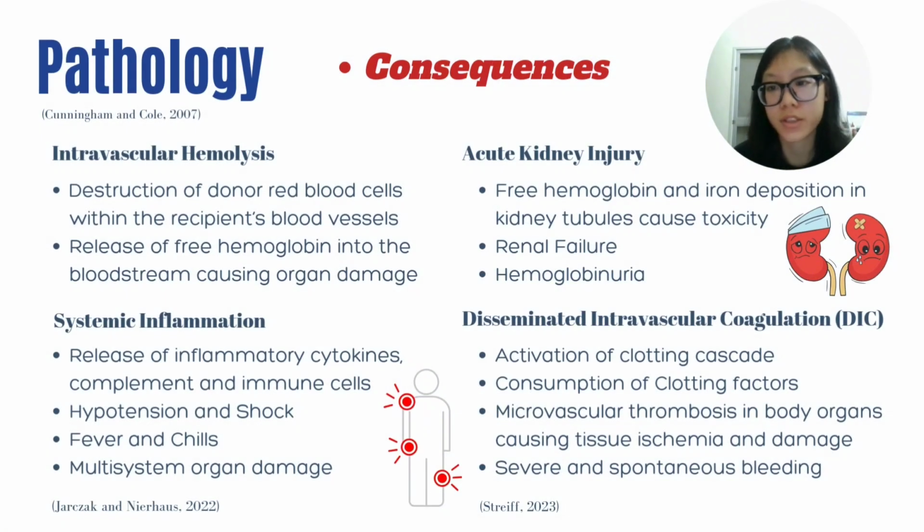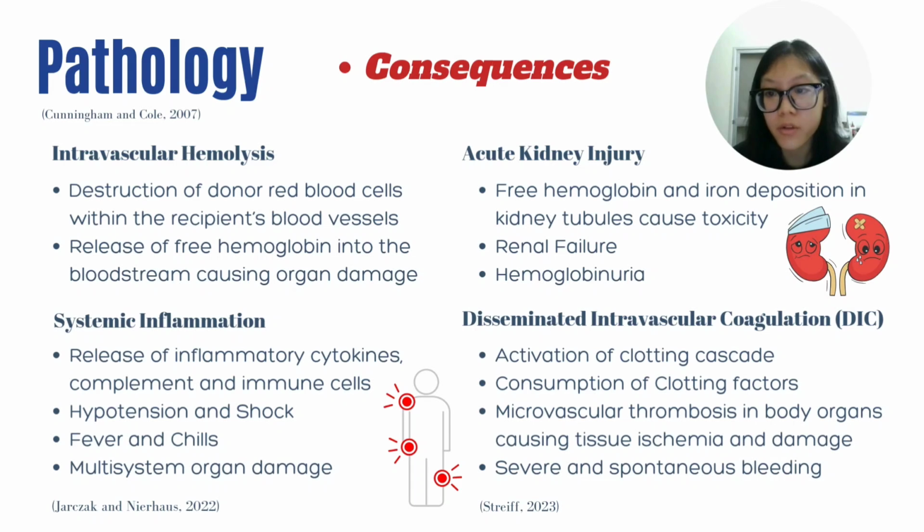Next, here's an explanation of the pathophysiology and consequences of AHTR. For intravascular hemolysis, blood type incompatibility occurs, so the recipient antibodies bind to the donor's red blood cells, which then activates the complement system, causing lysis of red blood cells inside the blood vessel. After that, free hemoglobin and ions are released and deposited in kidney tubules, causing toxicity. This can lead to decreased kidney function and acute kidney injury. It can also progress to renal failure if not treated. Besides, hemoglobinuria occurs where the hemoglobin filtered into the urine causes dark or red-colored urine.